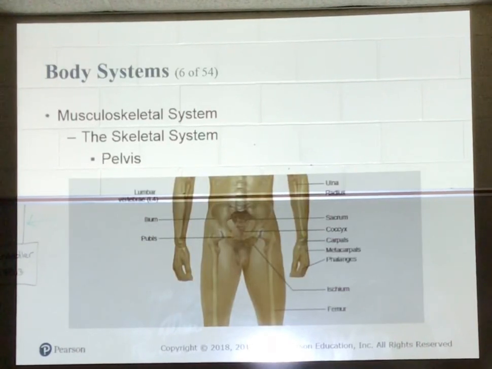The pelvis is in the shape of a ring. It consists of the sacrum, coccyx, ilium, ischium, and pubis. It supports and protects your internal organs like your bladder, intestines, fallopian tubes, ovaries, stuff like that, if you happen to have them.